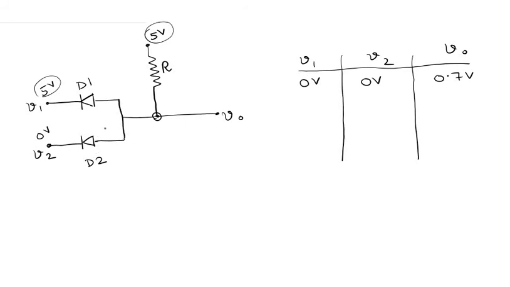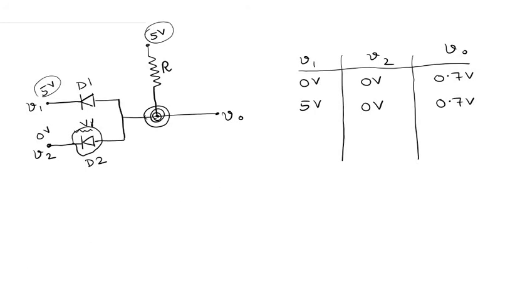Since this diode D2 is in a conducting state, the voltage drop across D2 is basically V gamma, and so the voltage at this node should be equal to V gamma. If V1 is 5 volts and V2 is 0 volts, because D2 is forward biased, the voltage drop across D2 cannot exceed V gamma. So the voltage at this node must also be equal to V gamma. So V0 is basically 0.7 volts.